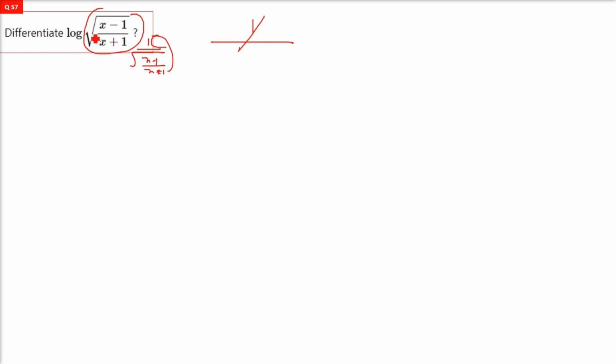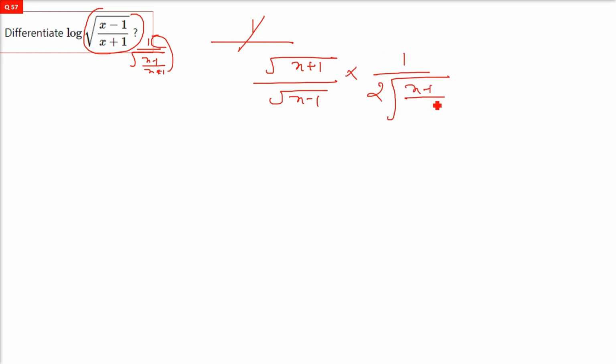What I am trying to suggest here is log of anything will be 1 by that thing. So this under root x plus 1 and under root x minus 1 will come finally, because under root x plus 1 will be going in the numerator. Now differentiation of under root x minus 1 and under root x plus 1. So anything in the root will be 1 by twice of under root of that thing.